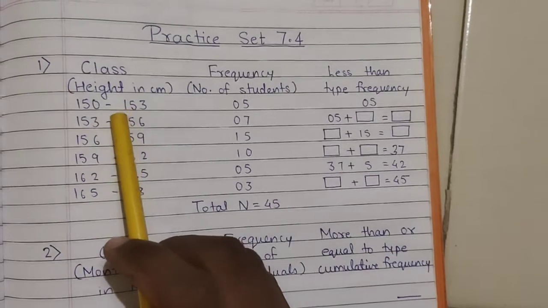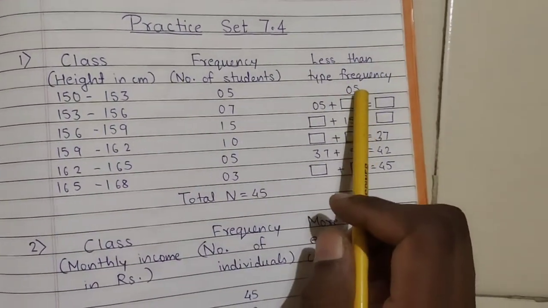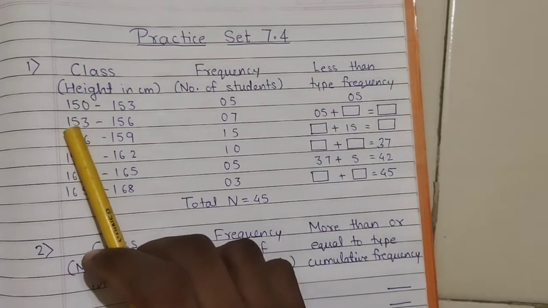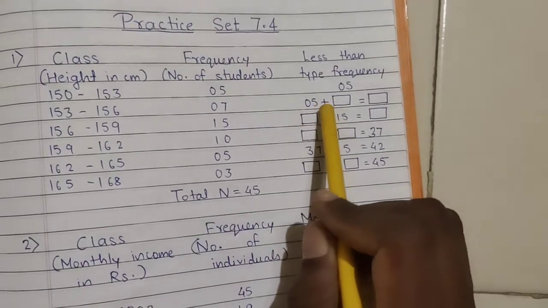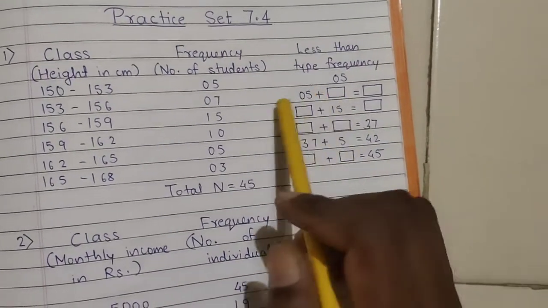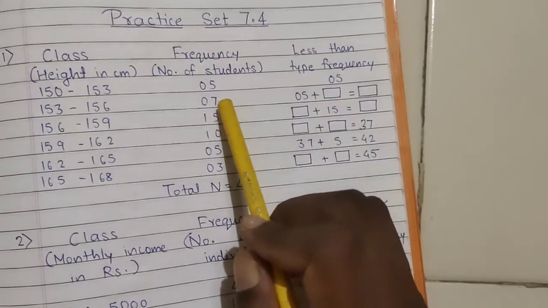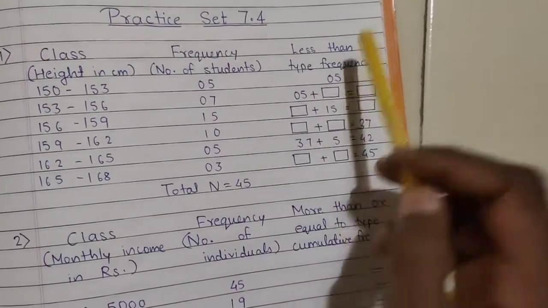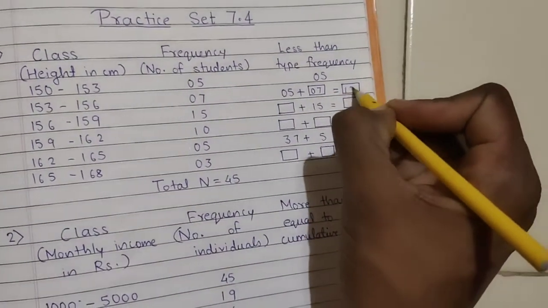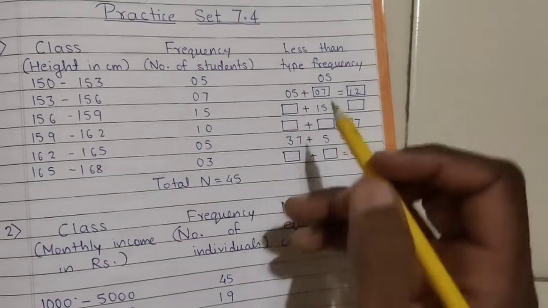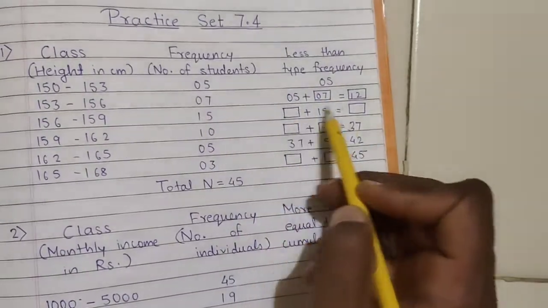For class 150 to 153, the frequency is 5, so that same thing is written here. Now for the next class 153 to 156, see here 5 plus, we have to fill in some number here. Now see how to make less than type. This is already 5 and you have to add the 7 of this class. So 5 plus 7 will give you 12. Understood now? First number 5, then add it. So 5 plus 7, that is 12.